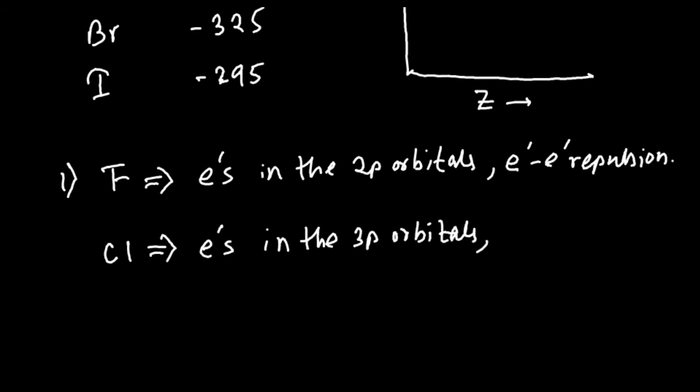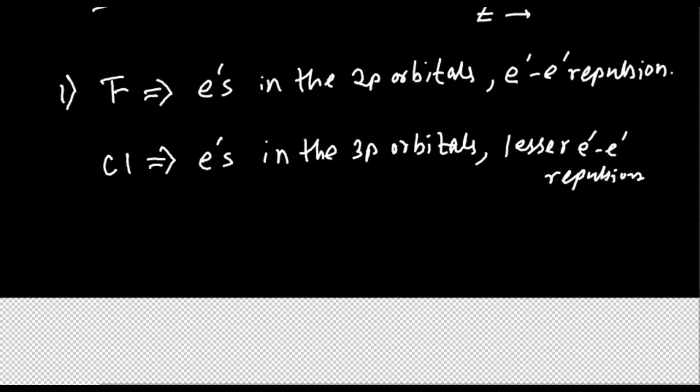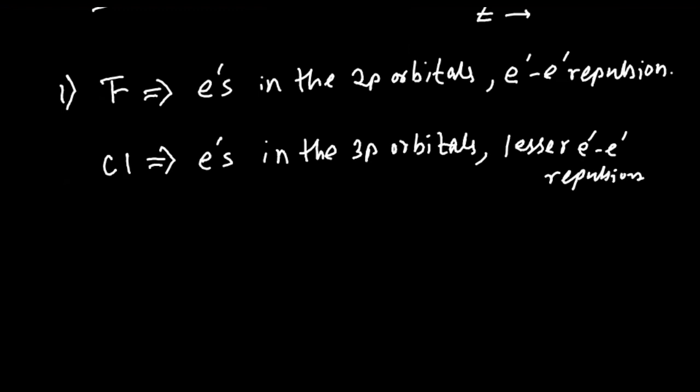Okay, here, as the size of 3p orbital or 3p subshell is larger as compared to 2p, it will experience lesser electron-electron repulsion. That means the tendency of electrons to get accepted in the 3p orbital is more than that of fluorine. So that is why the electron gain enthalpy for chlorine is higher as compared to that of fluorine.